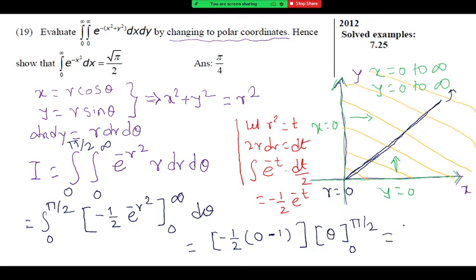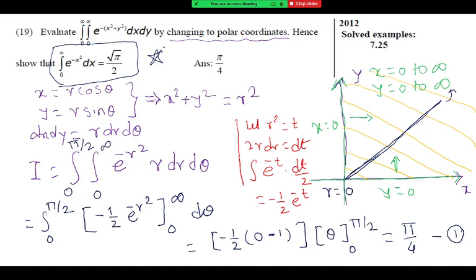So the final answer is pi by 4. Pi by 4 is the value of the integral. That is equation 1. Okay, because we have to prove one more part here, so we'll come to that once you finish this part.